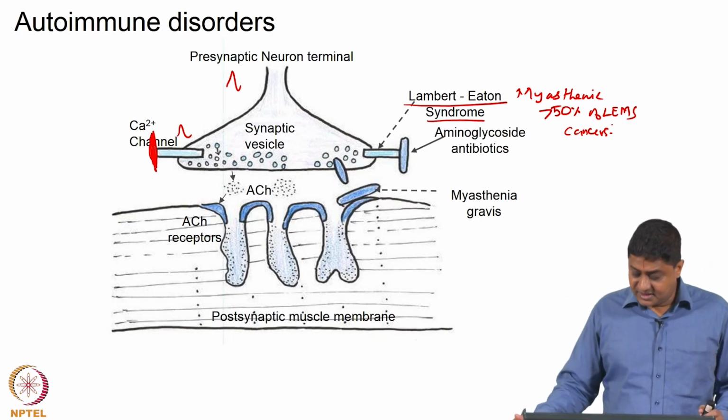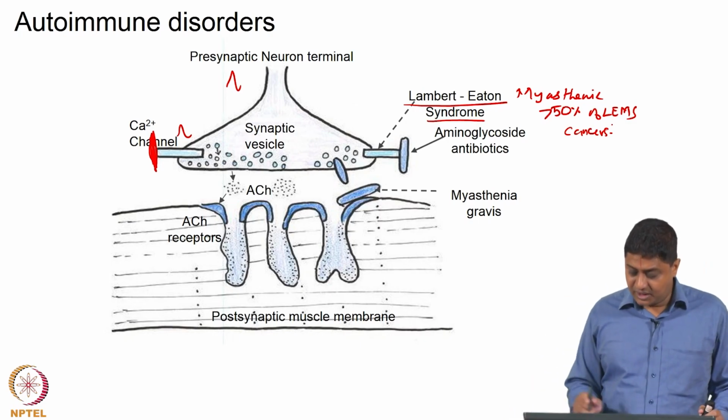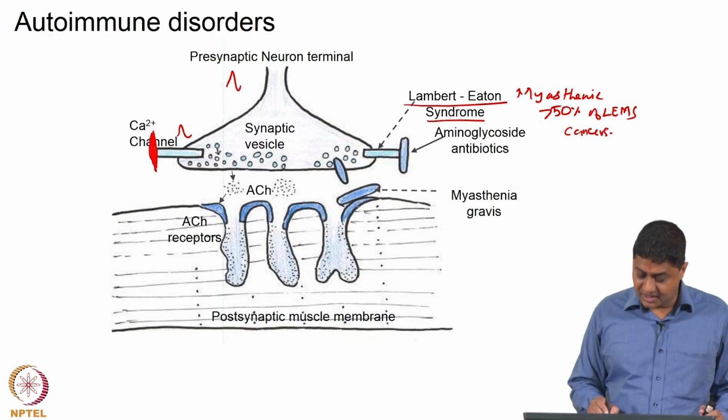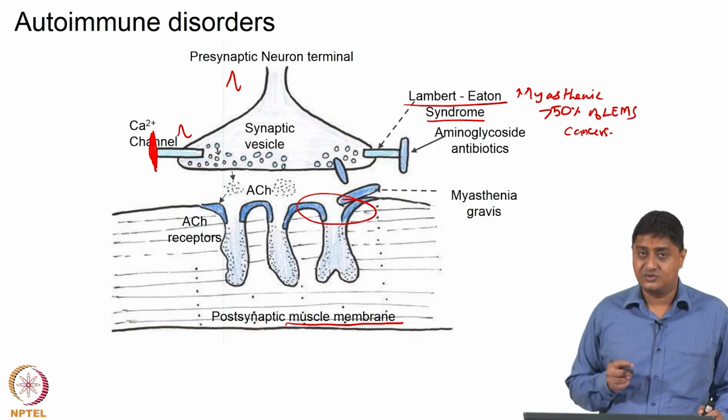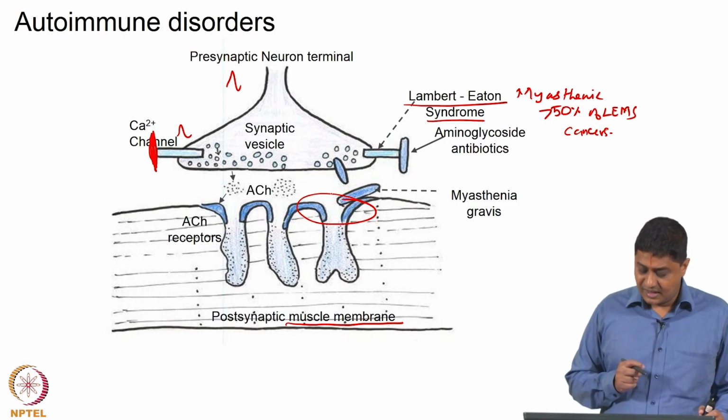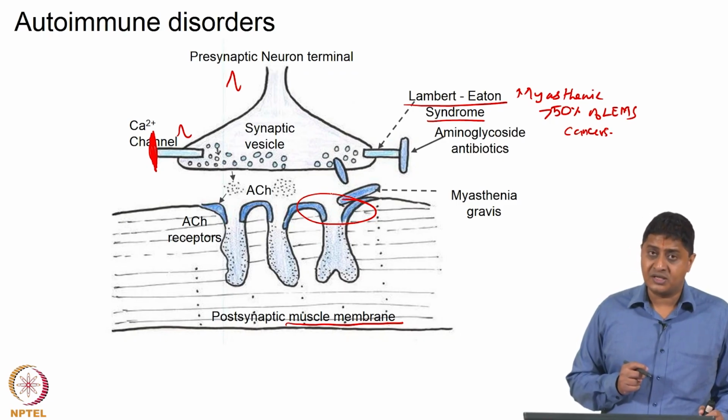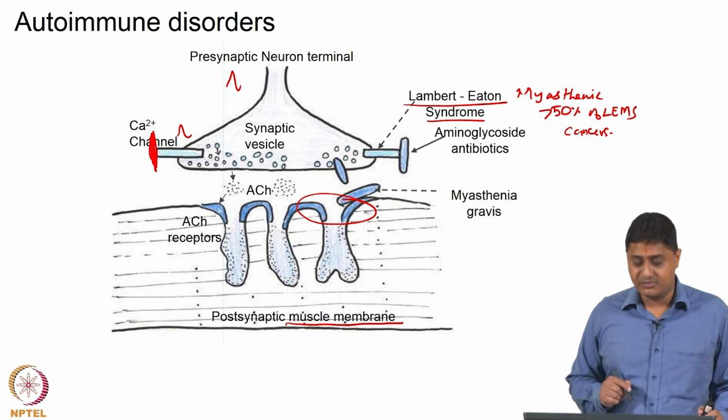The other thing is when the nicotinic cholinergic receptors on the postsynaptic muscle side are affected. So this is the postsynaptic muscle membrane. Here there are the nicotinic cholinergic receptors, right, that open whenever acetylcholine comes and binds to these receptors. These channels open, causing an influx of sodium in the muscle membrane.